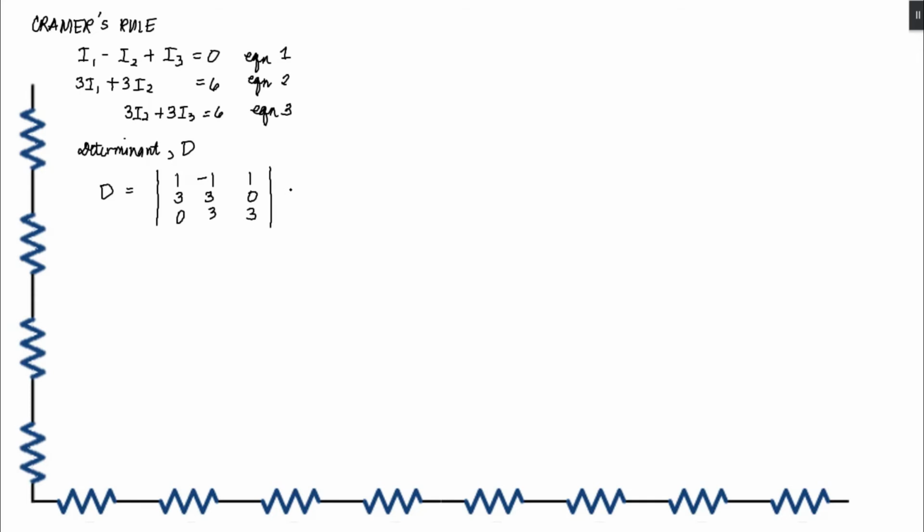And after that, the first column and the second column, we will just copy them beside it. So, what happens? 1, 3, 0, negative 1, 3, 3. Next, after that, you get the sum of the products of the lower limit, and you subtract it from the sum of the products of the upper limit.